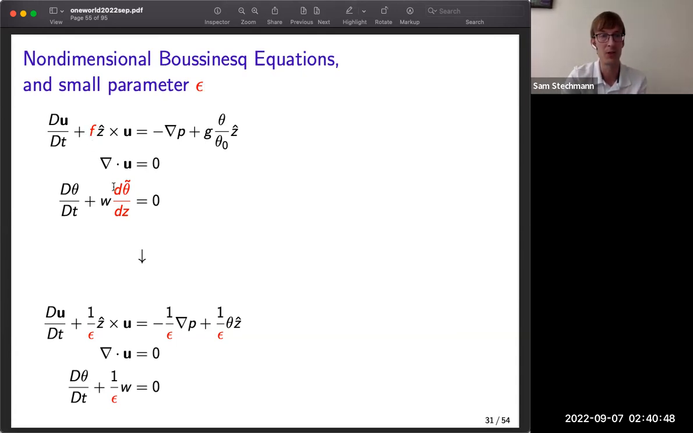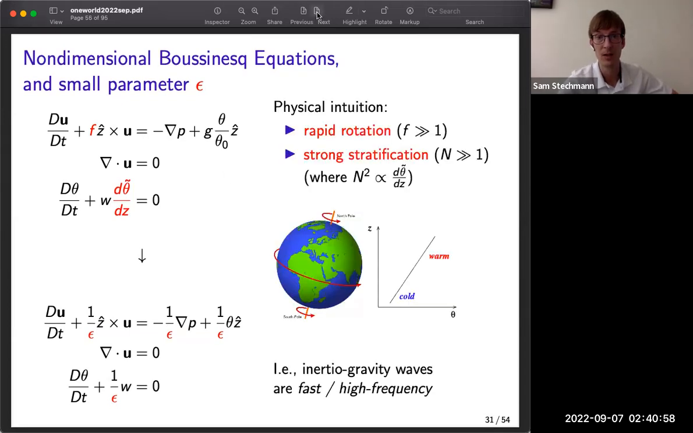And so rotation is fast, stratification is strong. And so we have 1 over epsilons there, and also in the buoyancy and pressure gradient. Physically, this is, like I was just saying, rapid rotation and strong stratification. Or another perspective is that the inertia gravity waves propagate fast. This is the slow-fast part of it.